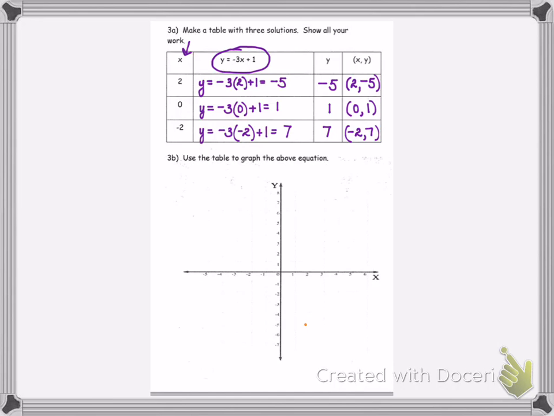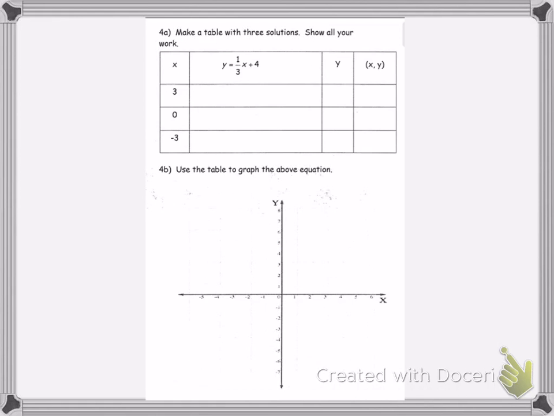And the next ordered pair 0, 1 is going to fall on the axis. It's going to be no spaces to the left or to the right, but up 1 on the y-axis. -2, 7 should be to the left 2 and up 7. So somewhere right about there. And then you're going to connect those. It should look better than mine. And that's the graph of your equation.